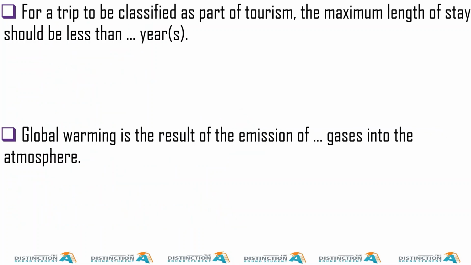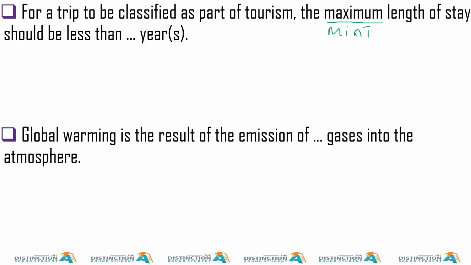Let's move on to the next question. It says, for a trip to be classified as part of tourism, the maximum... So you must be careful about the word. In some cases, they ask about the minimum.